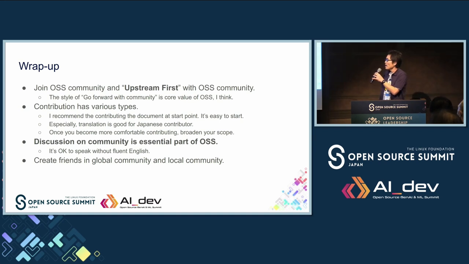So I wrap up my presentation. Four items, and the first one is: join the OSS community and upstream first with the OSS community. The style of going forward with the community is a core value of OSS, I think. And next is that contribution has various types. I recommend contributing to the documentation as a starting point because it is easy to start.